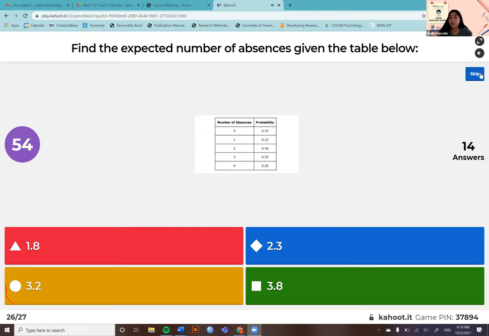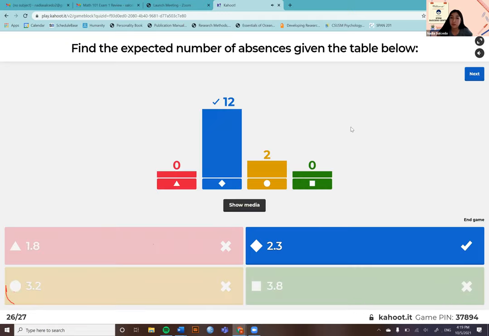Okay, I'm going to just go ahead and skip it, and then we can go over it. 2.3, great. So most of you guys got it. Do you want me to go over it, or do you think you got it? Anybody? I can go over it if you want me to. If not, I'll just go to the next one. All right, I got some in the chat. Okay, yeah, I'll go over it.